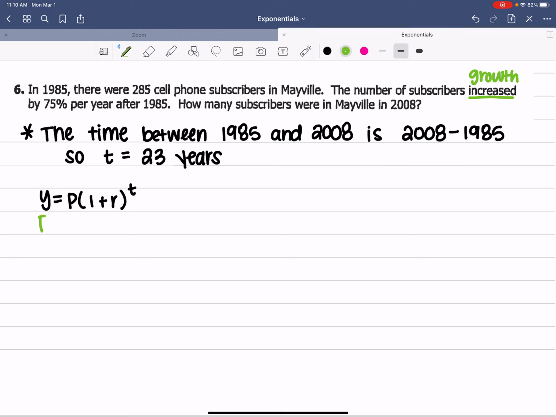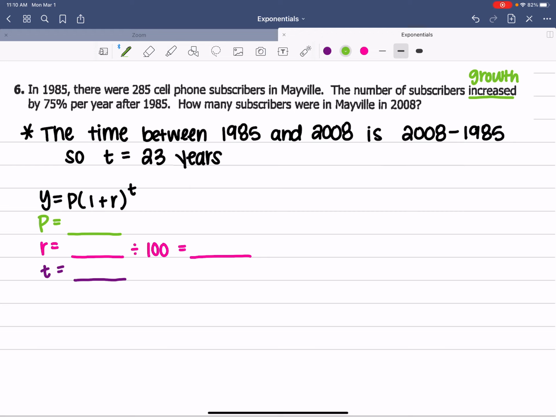We're going to need to know our principal or our initial value. We're going to need the rate as a percentage, divide that by 100 to get the rate as a decimal to go in the equation. And we're going to need to know the amount of time that has passed.